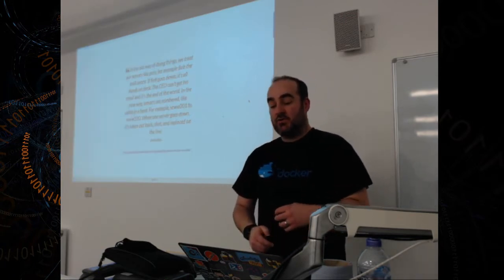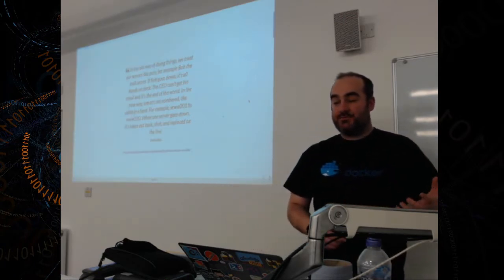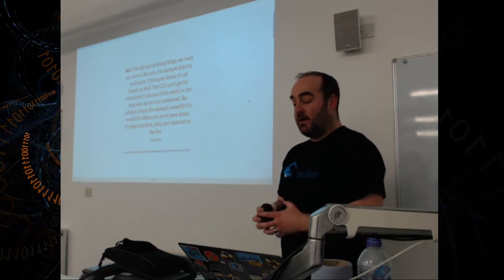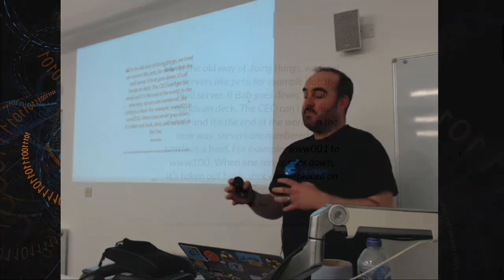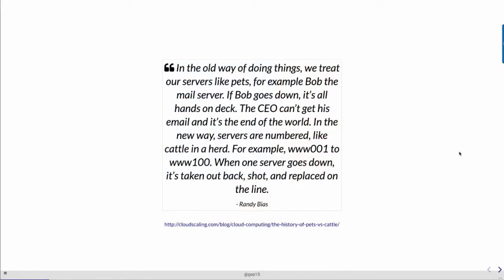Okay? So this brings in the concept. There's this well-known idea of pets versus cattle, and this comes from someone called Randy Bias, and there's a link there to a blog post where he goes into it in more detail. But the concept is that if you treat your servers like pets, for example, Bob the mail server, if that server goes away or Bob gets ill, then everything's broken. And you have to rustle around trying to put those things back together.